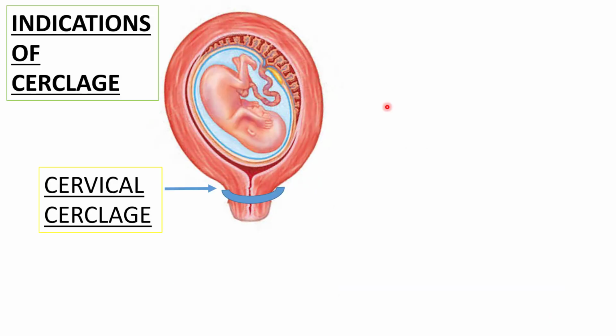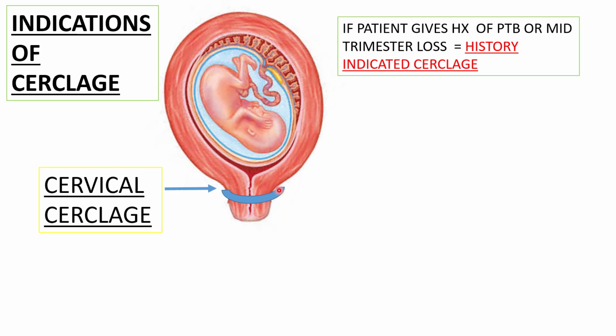So now we will study the indications of cerclage, that is, when you will apply cervical cerclage. For example, if you are sitting in an OPD and a patient comes and she complains that she has a history of preterm birth or labor, or she has a history of mid-trimester pregnancy loss, and on the basis of history you have decided to apply cervical cerclage, this indication is called history indicated cerclage because you are deciding on the basis of the history.